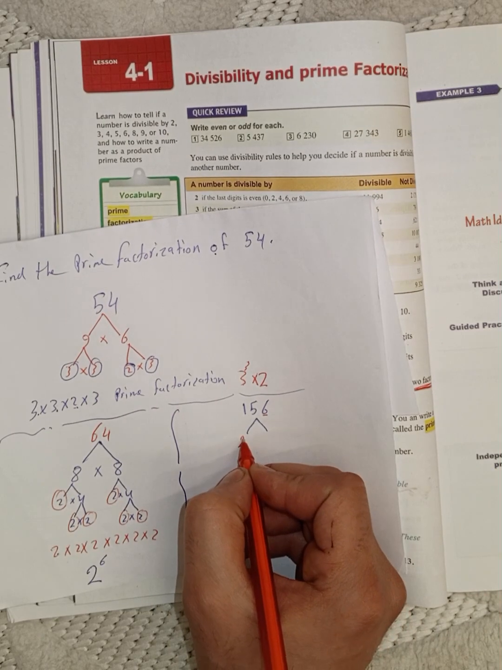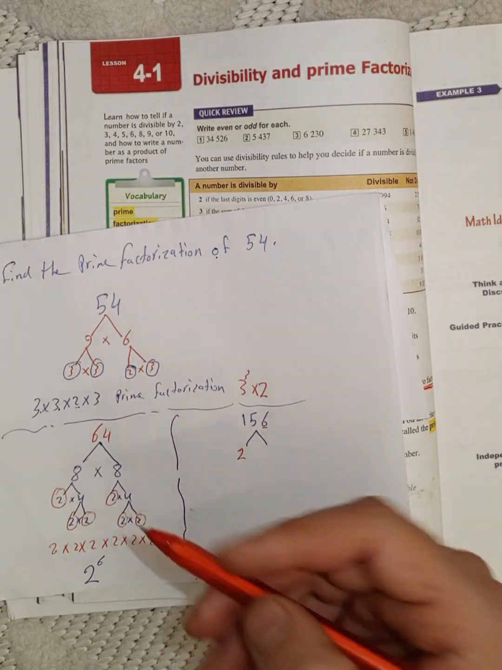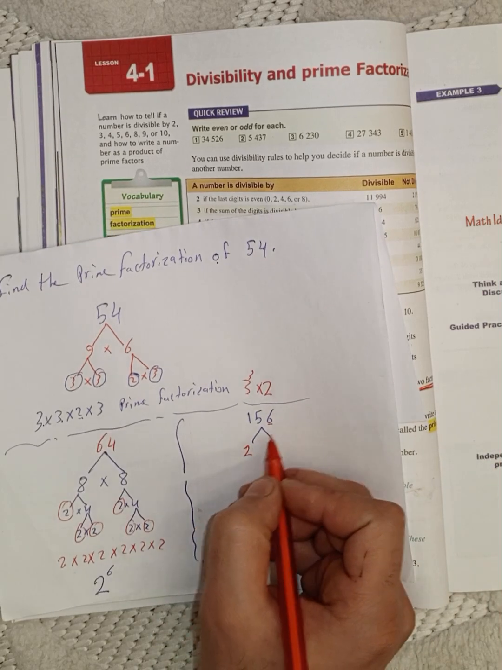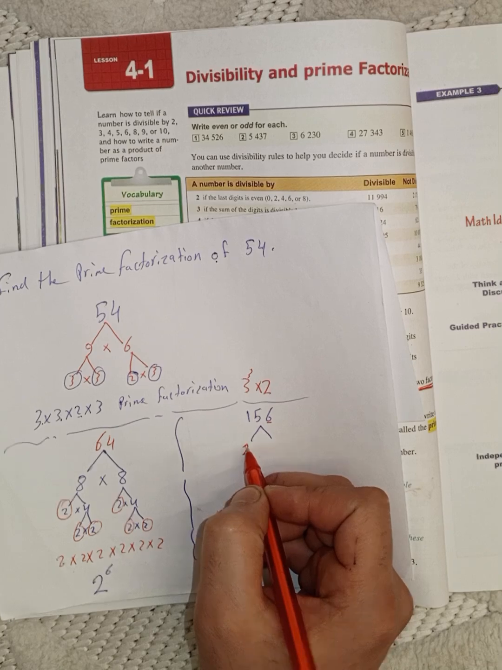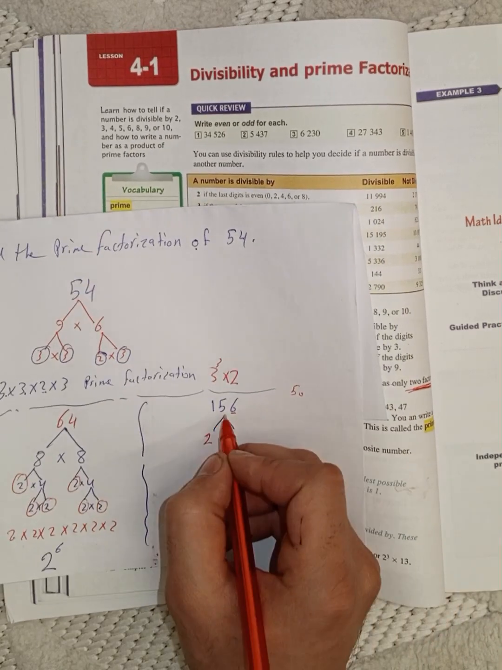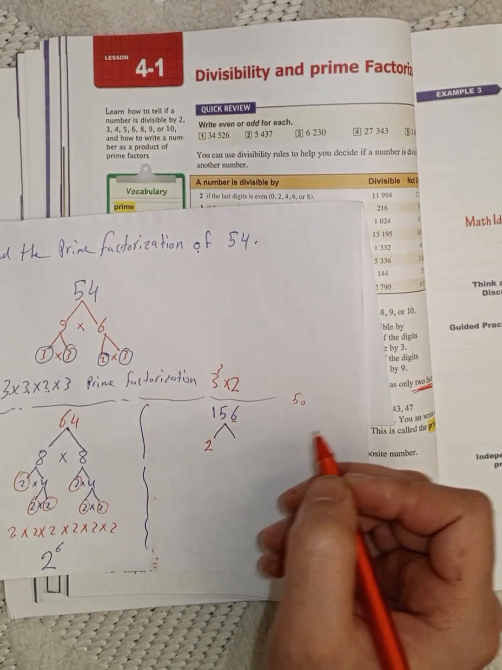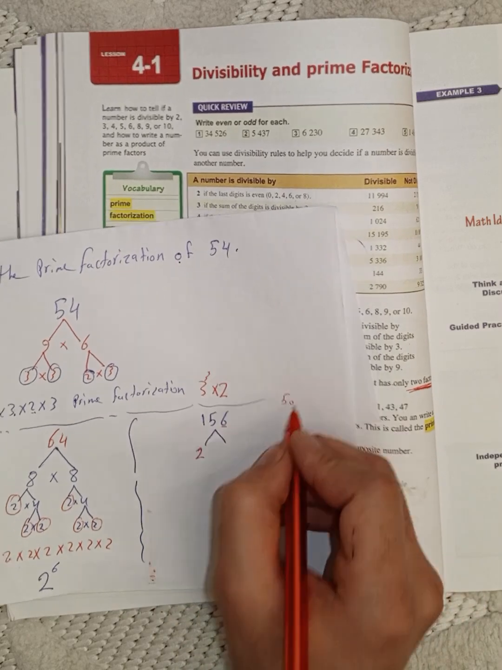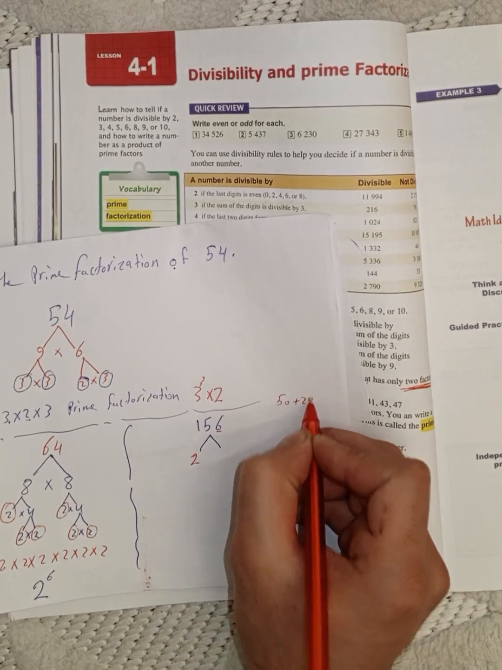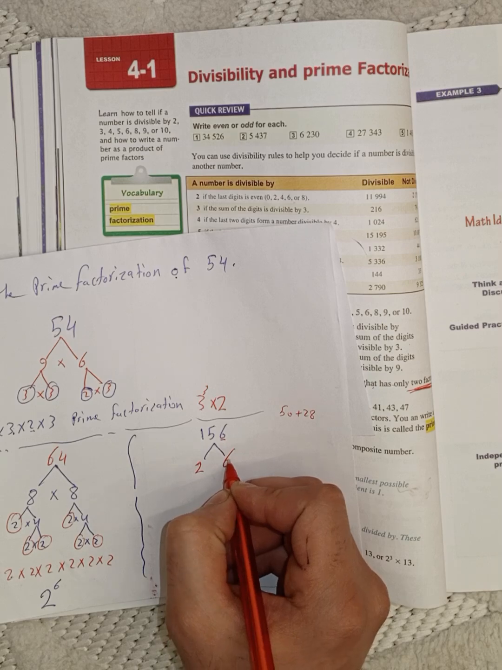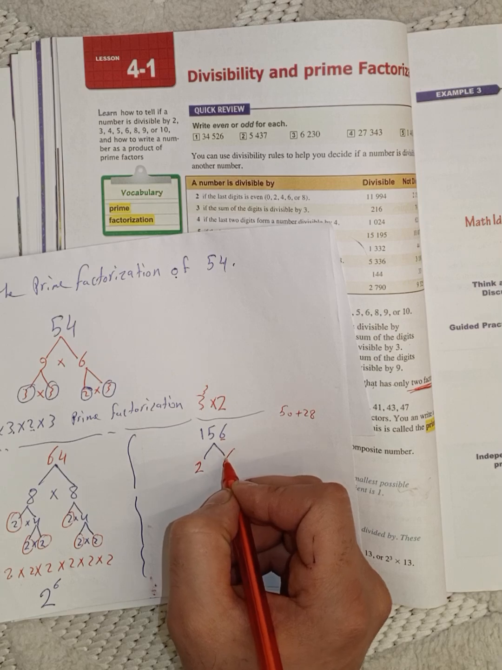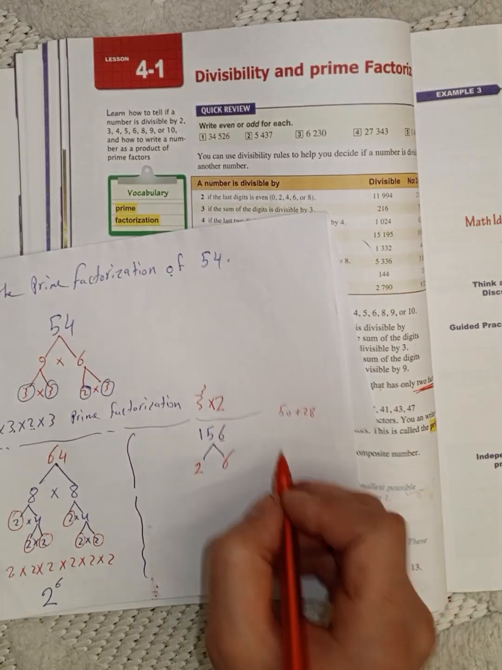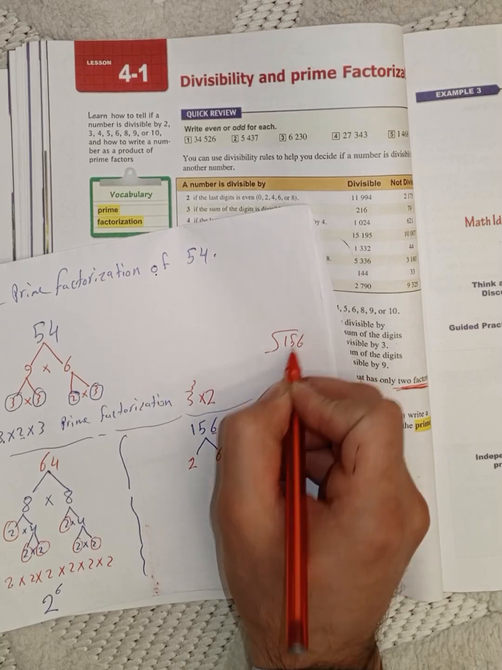If you don't know, you can use your mental math to find the answer. How? 156 divided by 2. 100 divided by 2 is 50. 56 is going to be 28, right? A half of 56 is 28. So it's going to be 78. Let's divide it. 156 divided by 2.